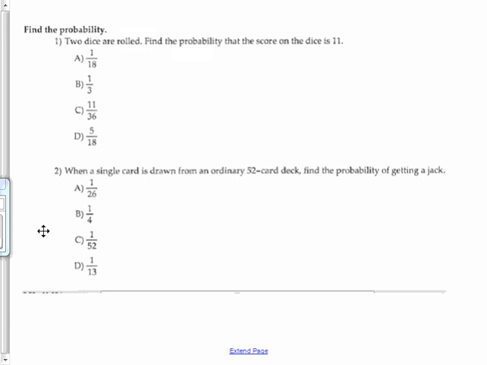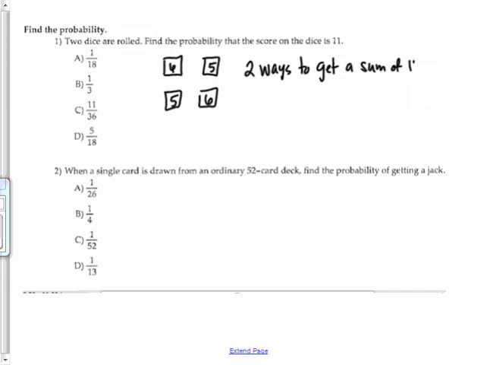All right, so the first one: two dice are rolled. Find the probability that the score on the dice is 11. You're rolling two dice, and you want to figure out how to get a sum of 11. Well, the only way to get a sum of 11 with 1, 2, 3, 4, 5, 6 is a 6 and a 5. So you could roll a 6 and a 5, or you could roll a 5 first and then a 6. Okay, so there are 2 ways to get a sum of 11.